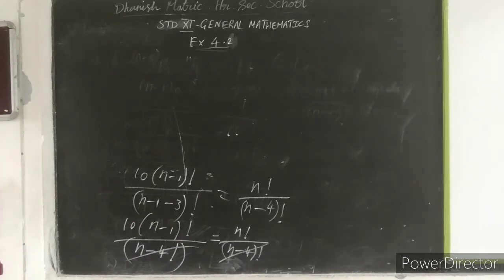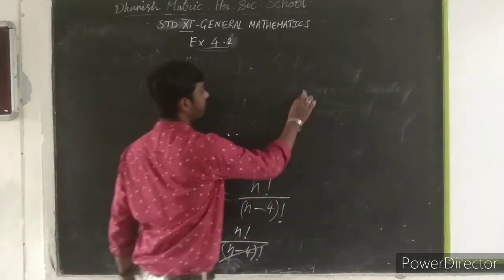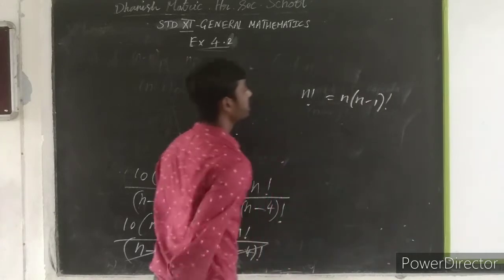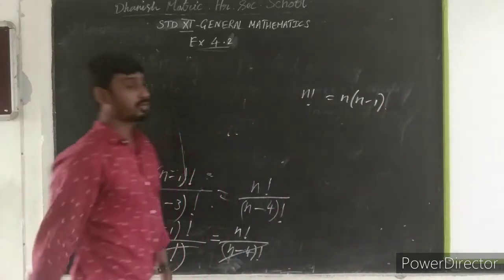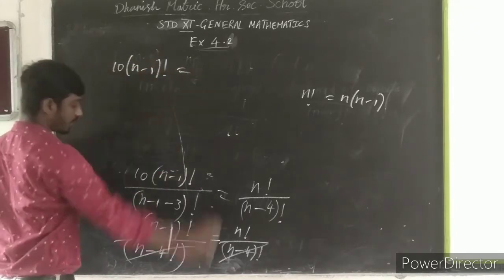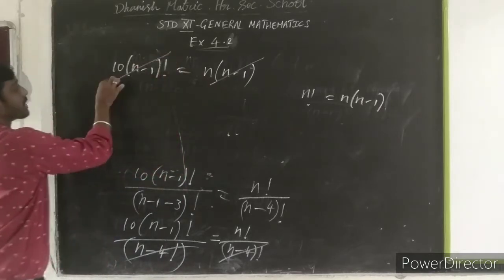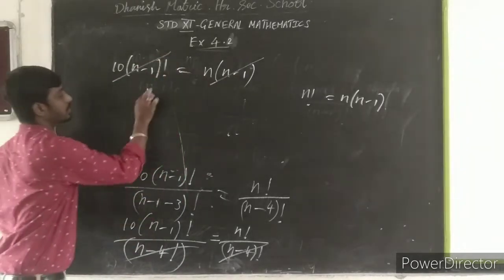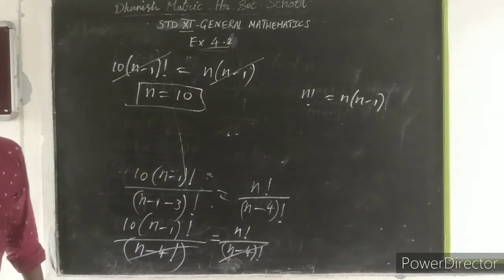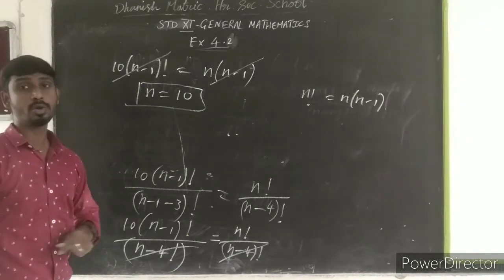So now going to write like this. N factorial means that is n into n minus 1 factorial. Now write like this: 10 into n minus 1 factorial equal to n into n minus 1 factorial. Now cancelling n minus 1 factorial on both sides. What is the remaining value? n equal to 10 here. So what is the question they are asking? Find out the n value. Here n is equal to 10.